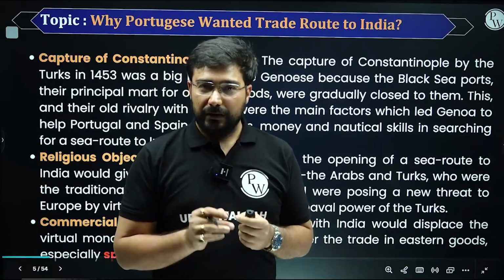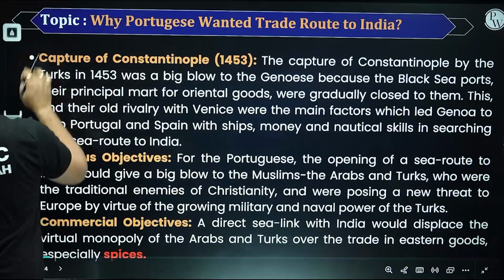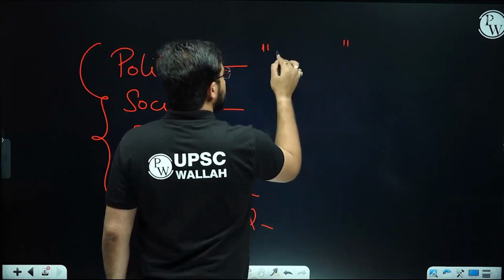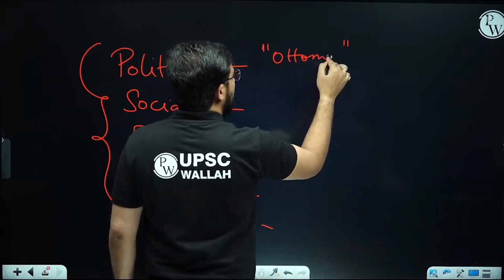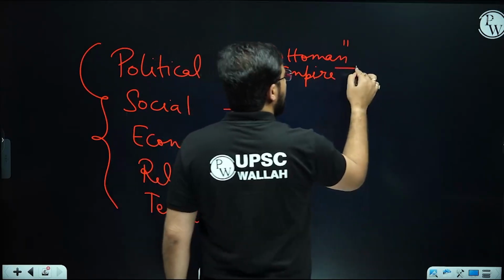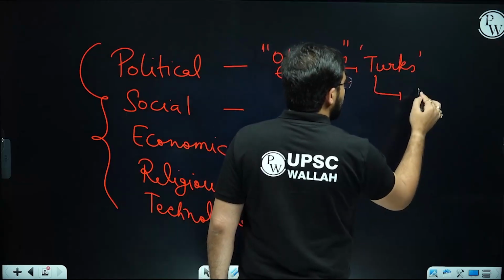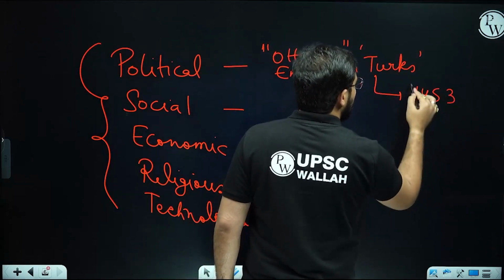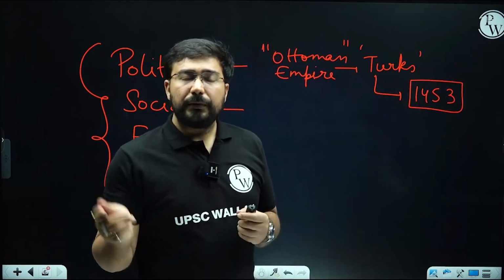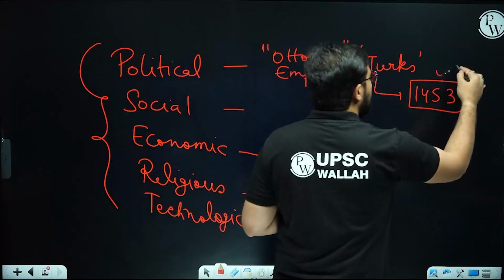The first factor which we have to understand is the political factor. One factor which was very, very important is the rise of an empire known as the Ottoman Empire. This Ottoman Empire was built by the Turks, and they captured a place known as Constantinople. Today, all of you are aware of Istanbul, right? Istanbul's previous name used to be Constantinople. So they captured Constantinople in 1453.